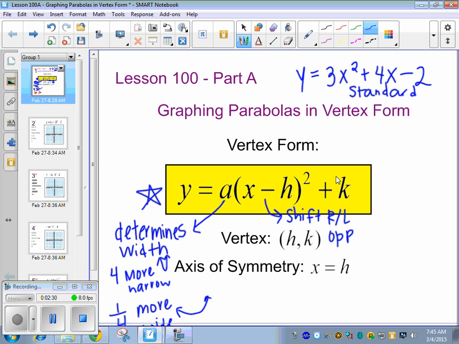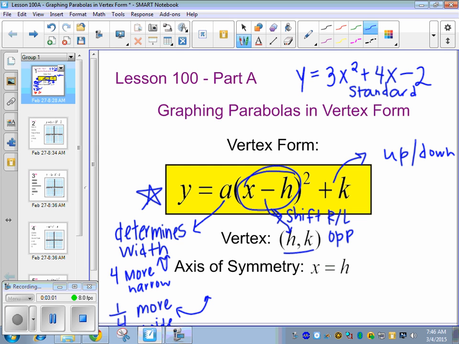All right, and then we've got plus k. This is going to shift it up or down. So if you have plus 5, that moves the parabola up 5. If you have minus 5, it moves the parabola down 5. All right, so the vertex is always h comma k. So wherever you shift the parabola, if it's like right 2, up 5, then your vertex is 2, 5. But it's always opposite for the h. So whatever is here, it's always opposite for just the h part of the vertex.